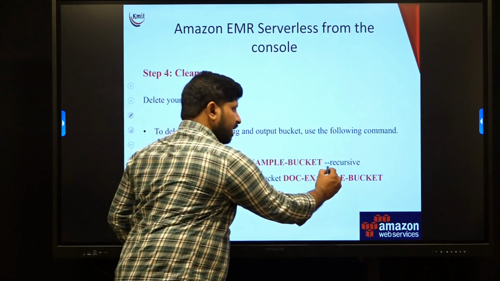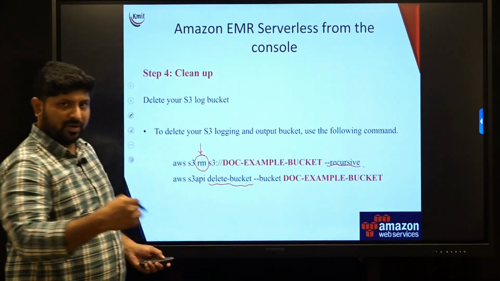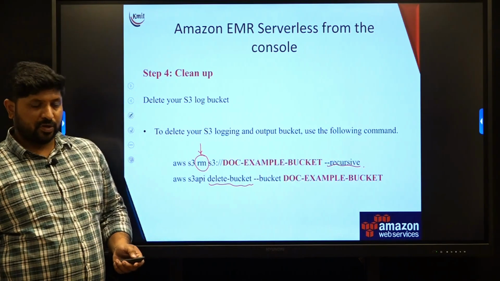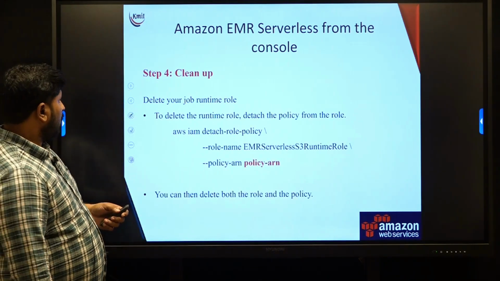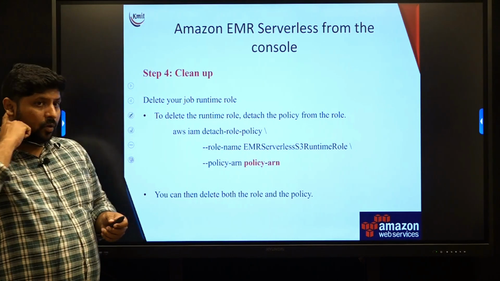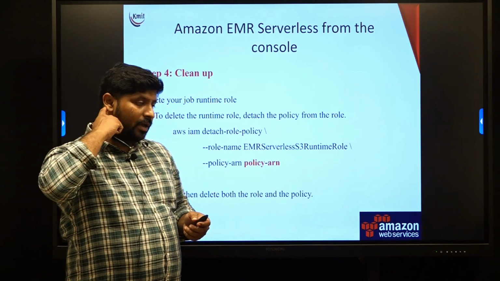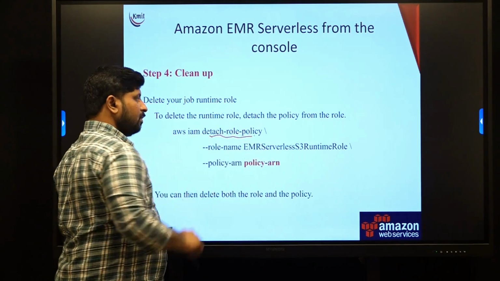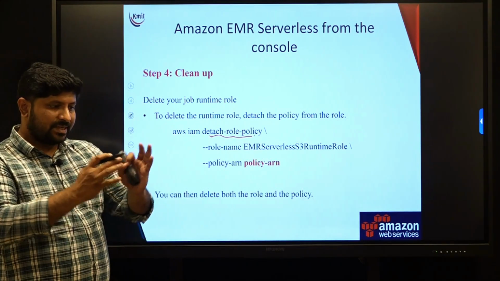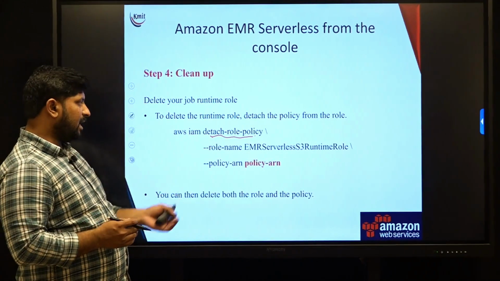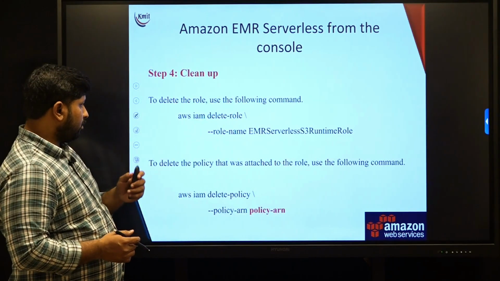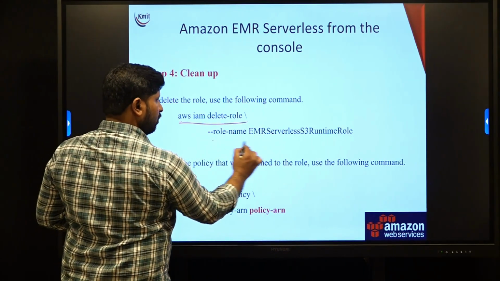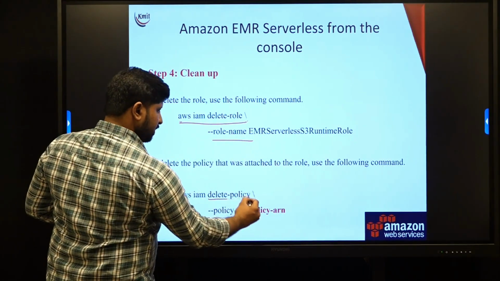or else you can mention recursive also. For recursive, if the bucket has more than one file, you can have the recursive option also. And the last thing is to delete the role. If you want to delete a role, then first you need to detach the policy. Once the role is detached from the policy, you can delete your role, AWS delete role, then you can delete your policy.